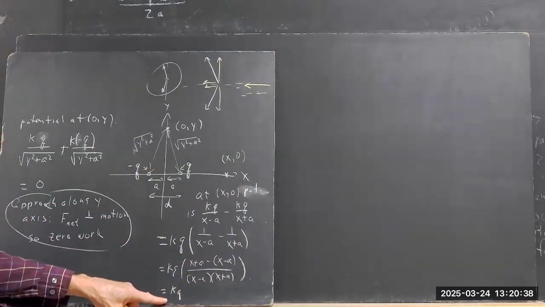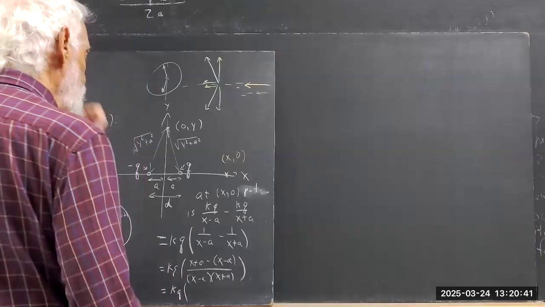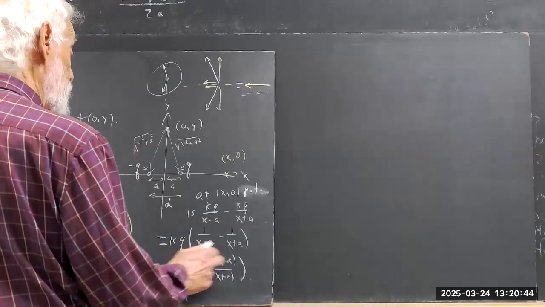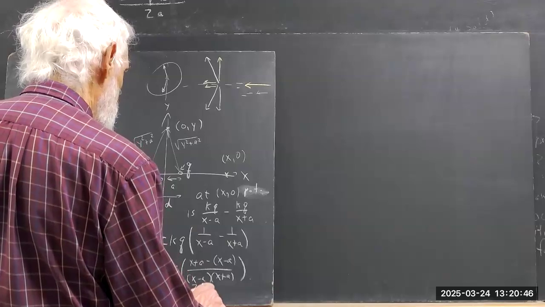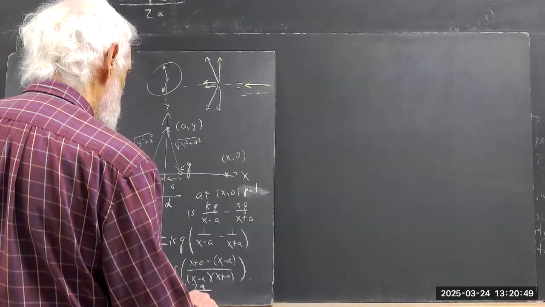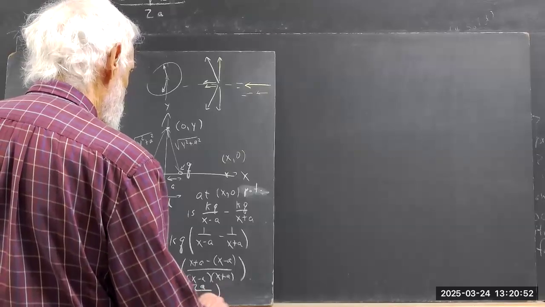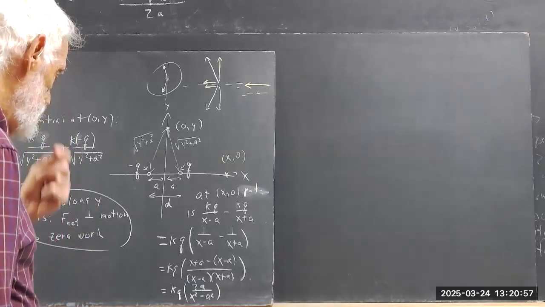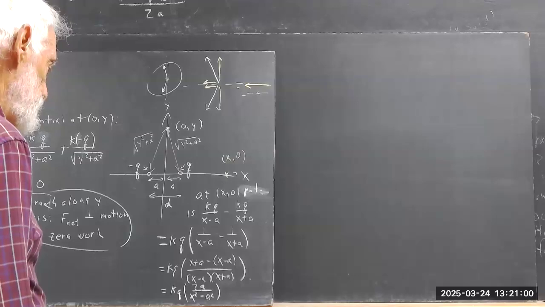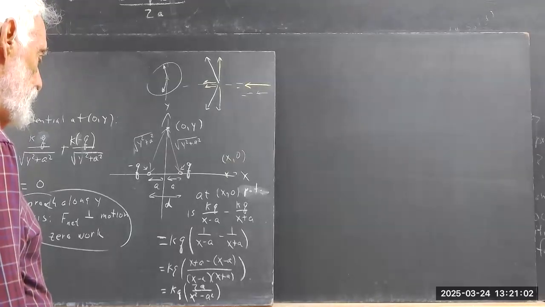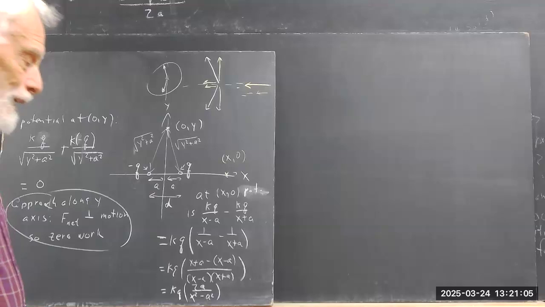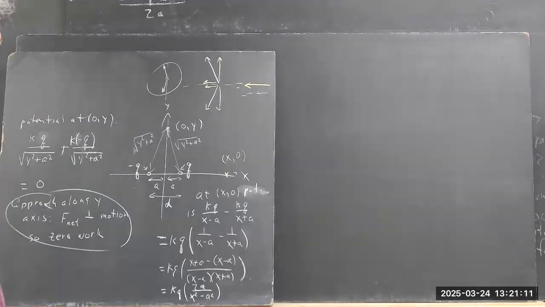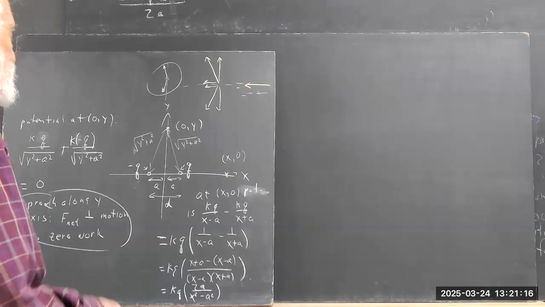Okay, here we go. So it's k cubed times what? Well, your x is subtract off your a and add it, so you have 2a over x squared minus a squared. And you can go a little ways further with this, and see how the potential falls off.